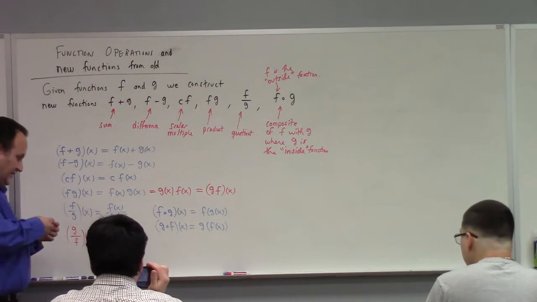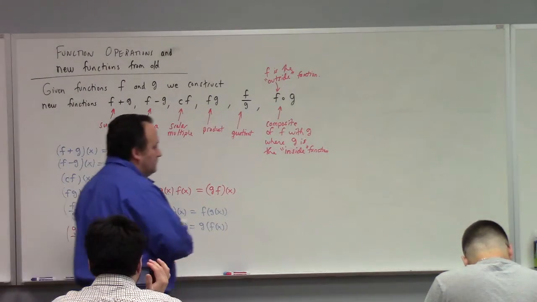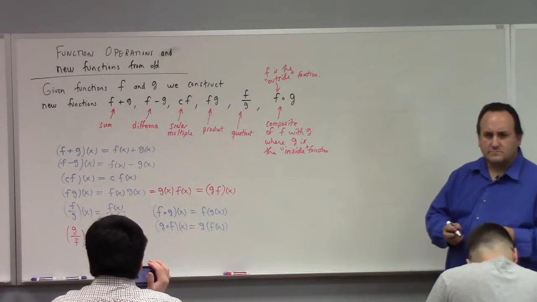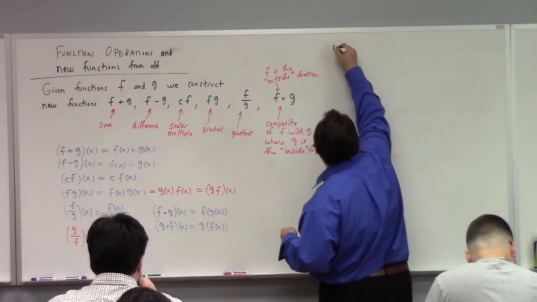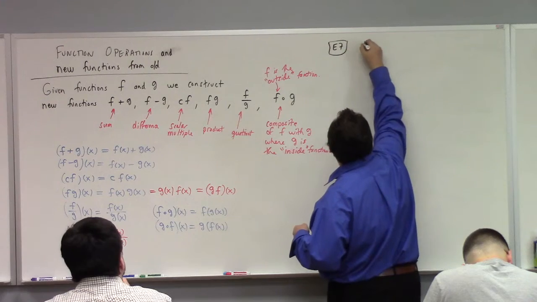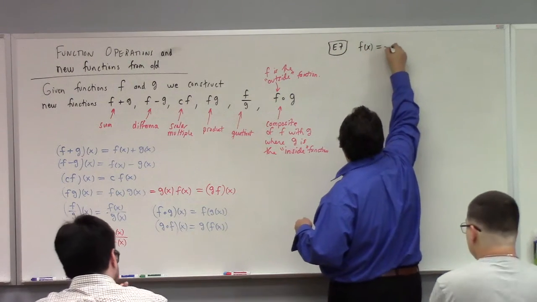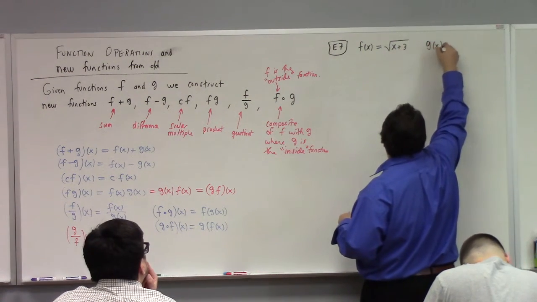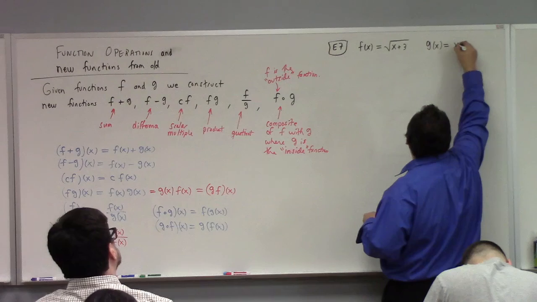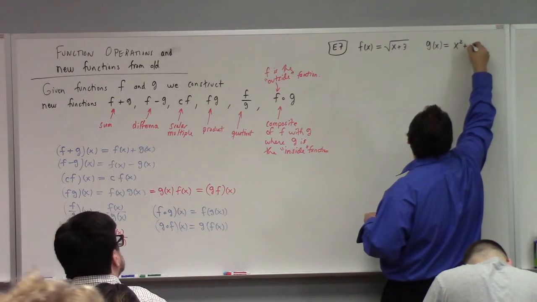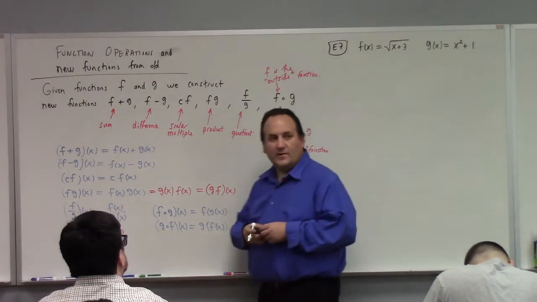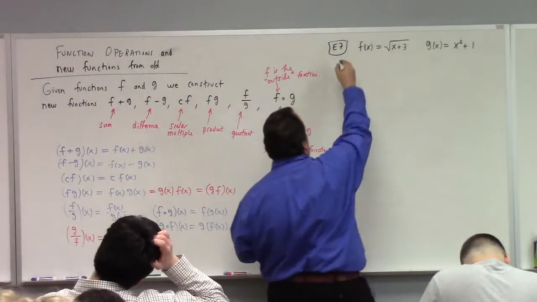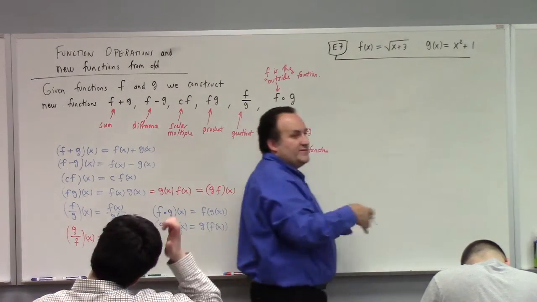Let's see that, okay? So let's actually look at an example. So let's see here. What example am I on? 7? Sounds right. Let's look at f of x equal to the square root of x plus 3, and g of x equal to x squared plus 1. All right? So let's run down the list here. Let's calculate the formulas for all our new functions.